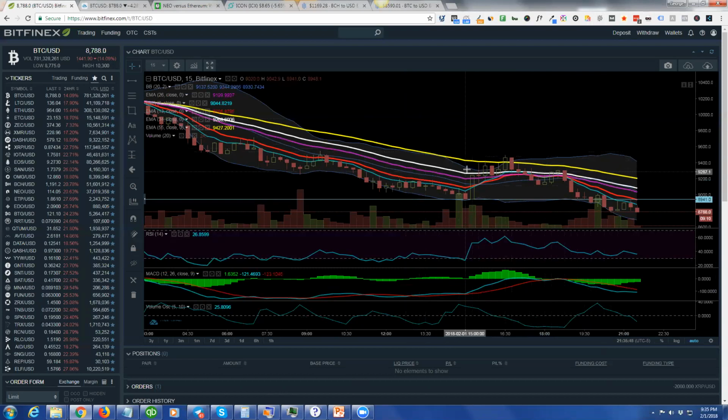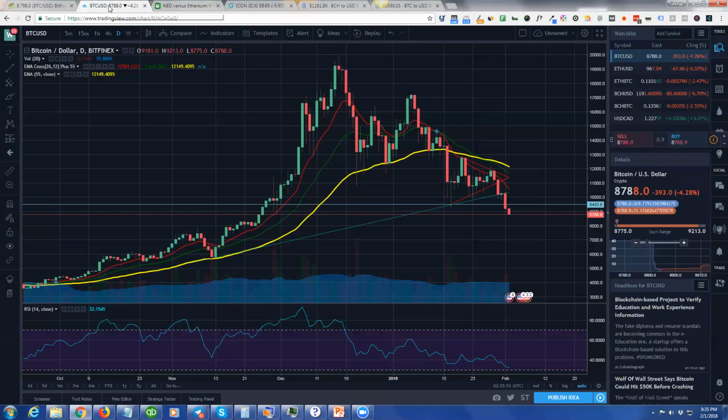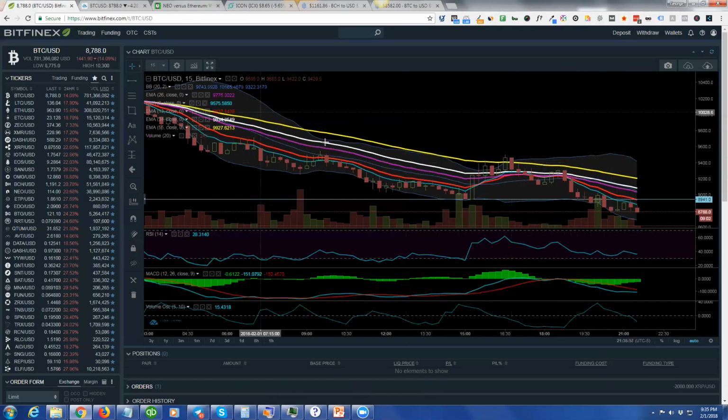Now, you're not going to be able to plot all these onto a free version of this chart. So what I would recommend is that at minimum, you put in the RSI. You're going to have the volume. I would put in the 55, and I would put in the 34, and I would put in the 13.